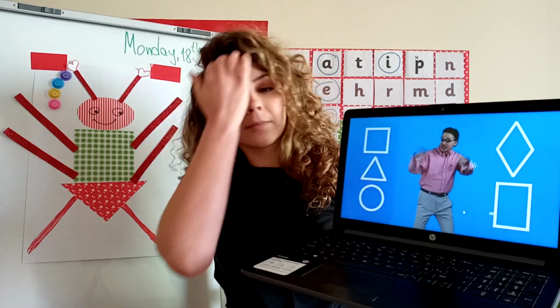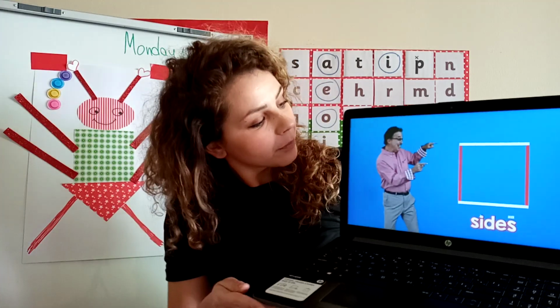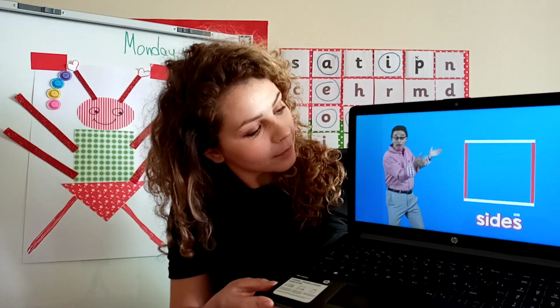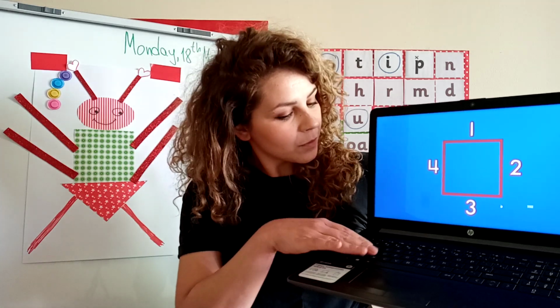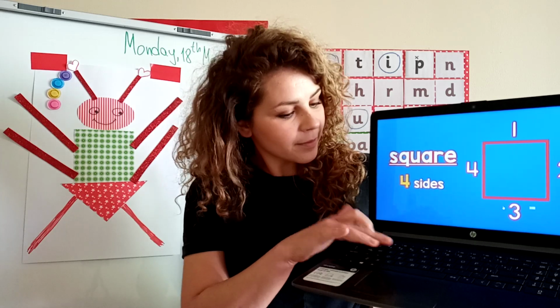Shapes, which ones have sides and vertices, let's learn today. Sides are the straight lines that form the shape. Vertices are the corners that the two lines make. Let's move and count the sides and vertices of these 2D shapes. This is a square. Let's move and count the sides of a square. 1, 2, 3, 4. A square has 4 sides.